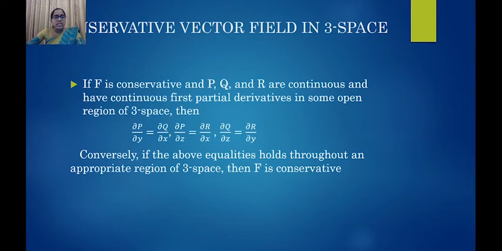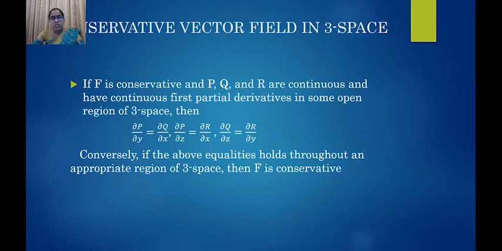Now, these are the 3 theorems which we had studied in the case of 2-space. The similar thing holds for a conservative vector field in 3-space also. The only difference is that there will be 2 more equations which have to be satisfied. That is, ∂P/∂y is ∂Q/∂x, ∂P/∂z is equal to ∂R/∂x, and ∂Q/∂z is equal to ∂R/∂y. So these are the 3 equations which must be satisfied.